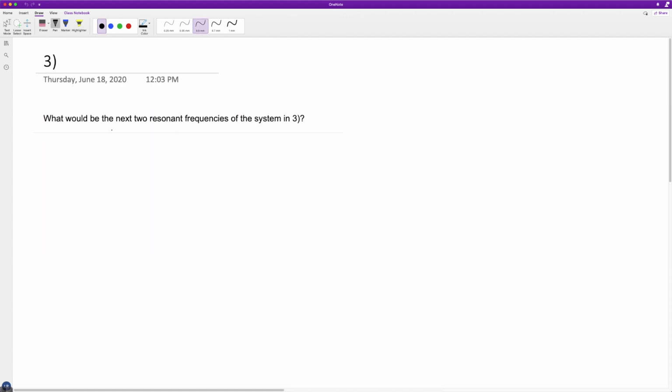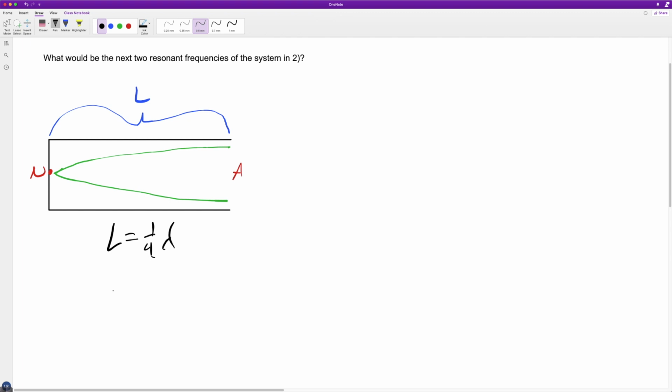All right, let's take a look at example number 3. It says, what would be the next two resonant frequencies of the system in question 3? All right, so let's take a look at what that means. So now in the last question, and that should say actually question 2, let's fix that. So in question number 2, it said, what would be the next two resonant frequencies? So let's borrow some information from 2. Let's get the length and the configuration. All right, so this was the first harmonic.